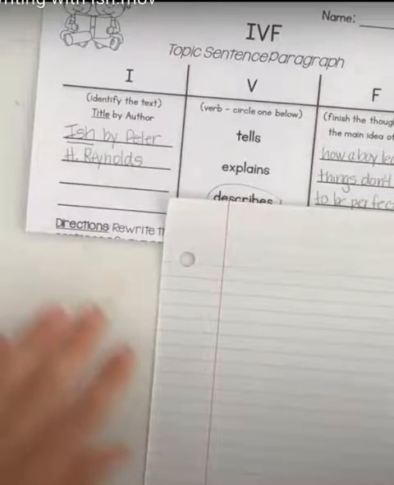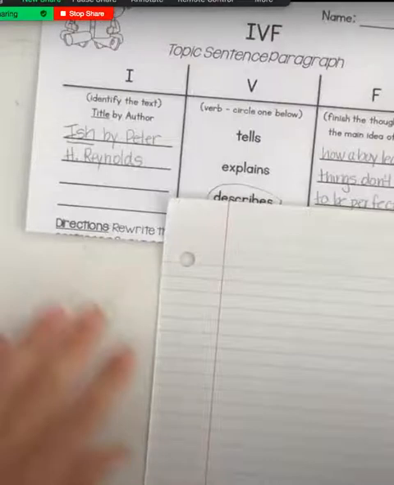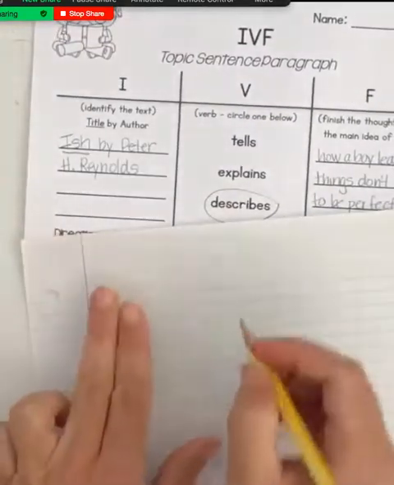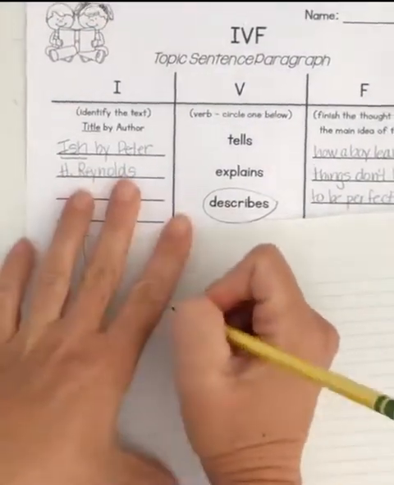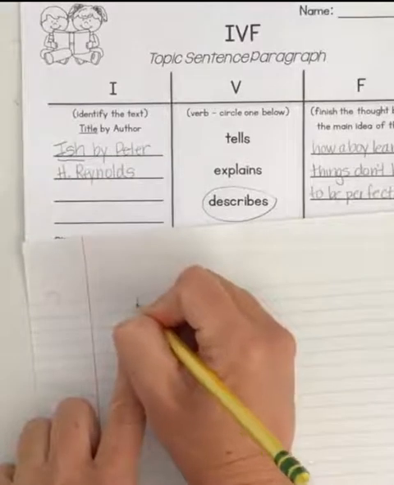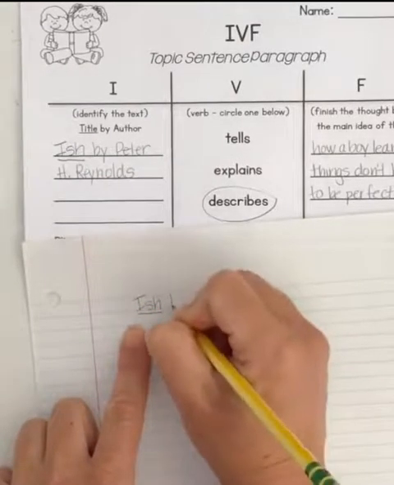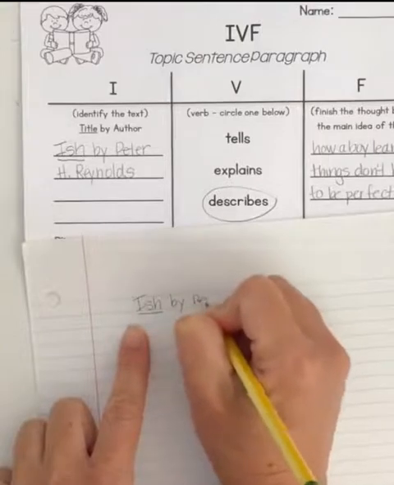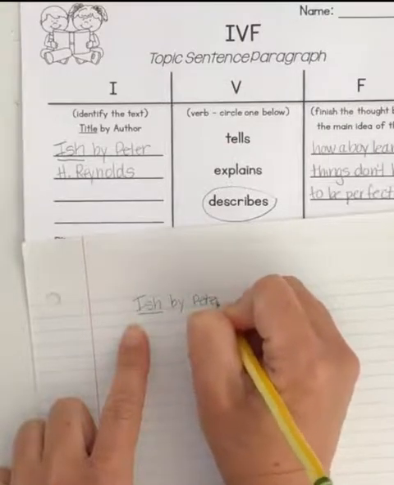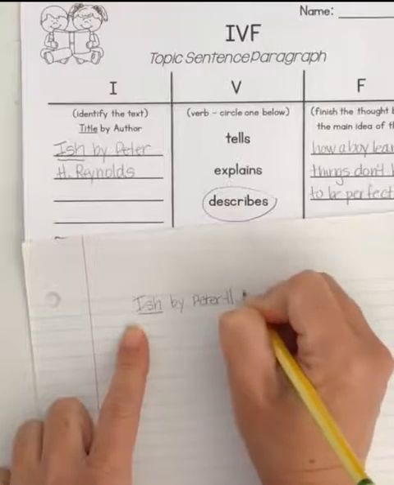So I am not getting out a new piece of paper. I'm just going to write that right here in my writer's notebook underneath my IVF. I need more time. Okay. Me too. Two fingers over. And we're going to write these exact words just like we have them here. We're writing the same words. I'm going to underline it because it's the name of the book. Ish by Peter H. Reynolds.